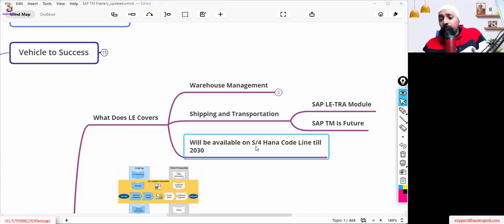How many people here have worked on LETRA? Put it in the chat window. If you have worked on LETRA, please put it into the chat window.